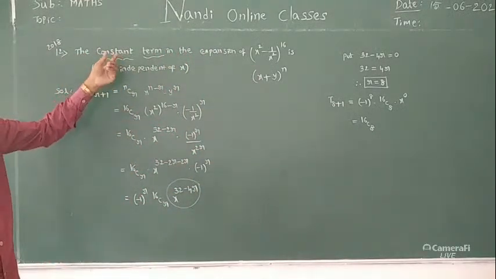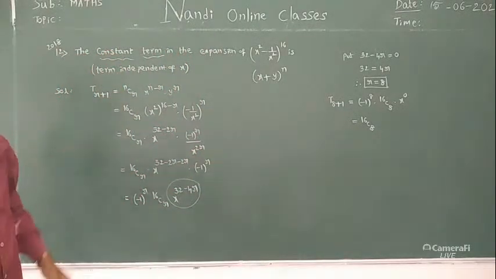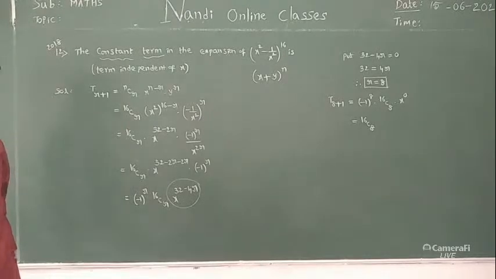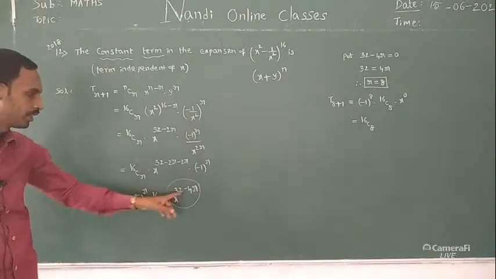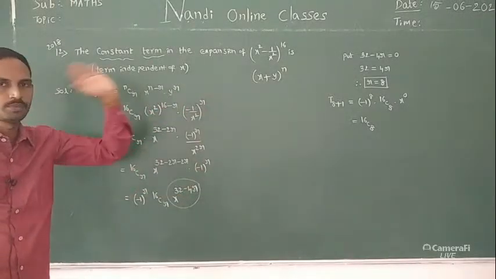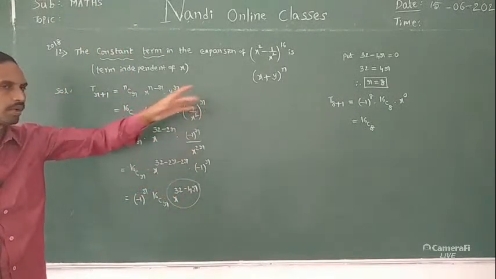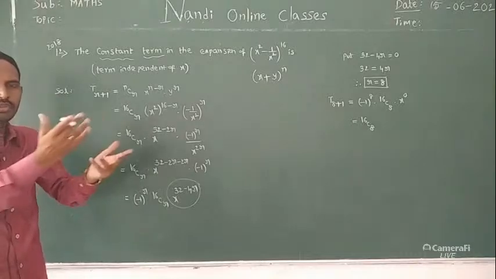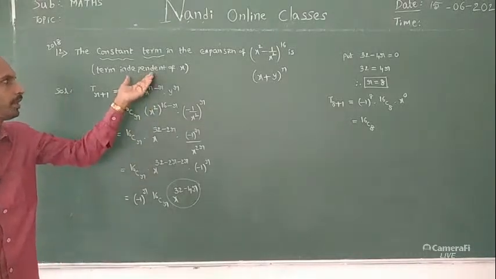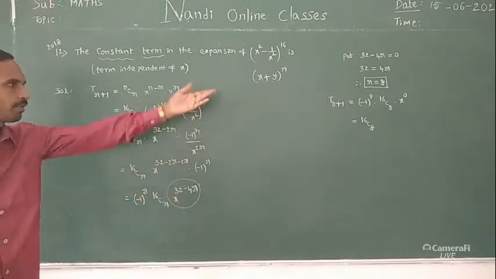Suppose they ask you to find the coefficient of x power 12 in the expansion. If you are asked for the coefficient of x power 12, equate that power to 12, you will get the r value, substitute, and you will get the answer. The term independent of x means equate that power to 0.